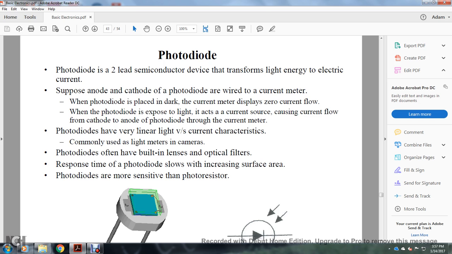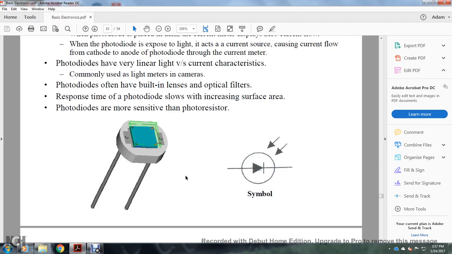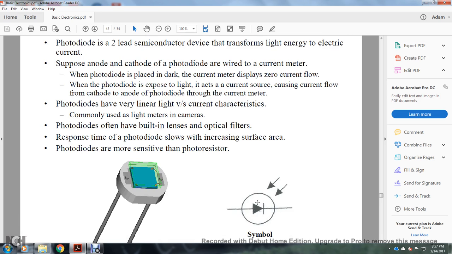Photodiodes have very linear light versus current characteristics and are commonly used in light meters and cameras. Photodiodes are often built with lenses and optical filters. The response time of the photodiode is slow, but increasing the surface area of the photodiode makes it more sensitive than the photoresistor. Your symbol for the photodiode is like this.